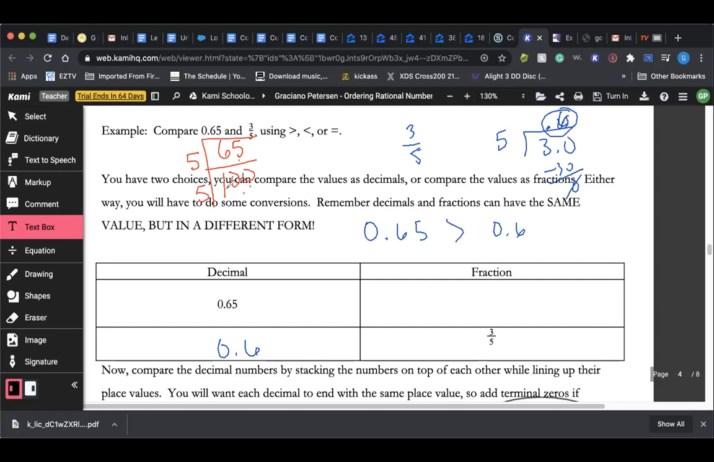Any number that ends in 5 and any number that ends in 0 is divisible by 5. You just made that so much easier. Okay, so how many times does 5 go into 65? 13. It goes in 13 times. Very good. And how many times does 5 go into 100? 20. 20 times. Perfect. So the fraction of 0.65 is 13 over 20.